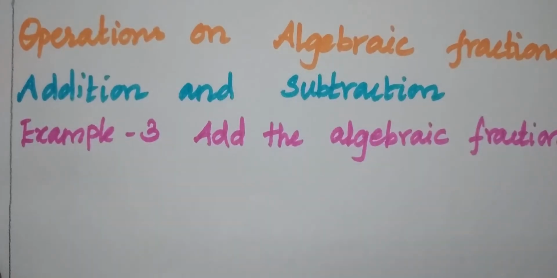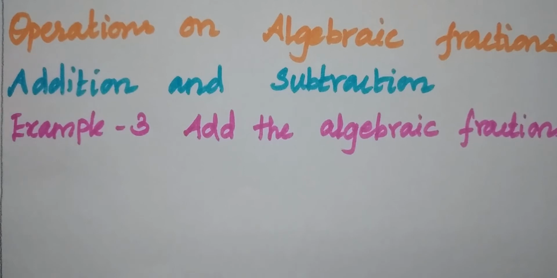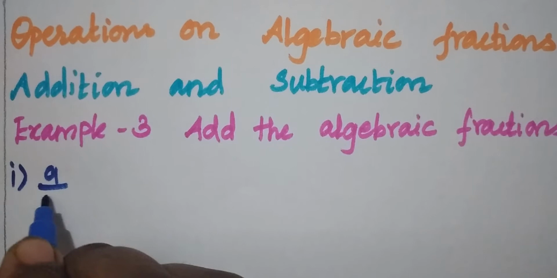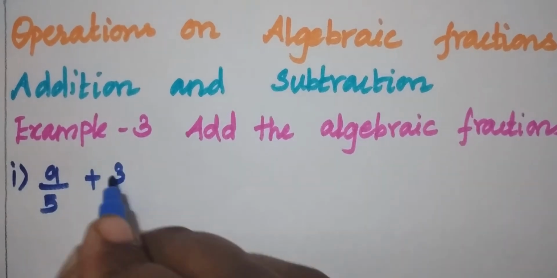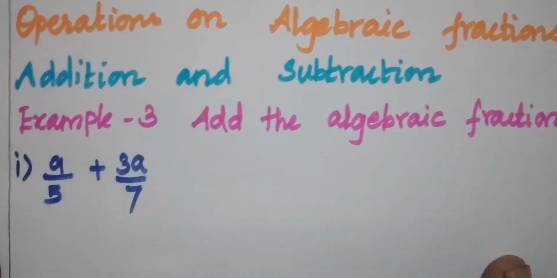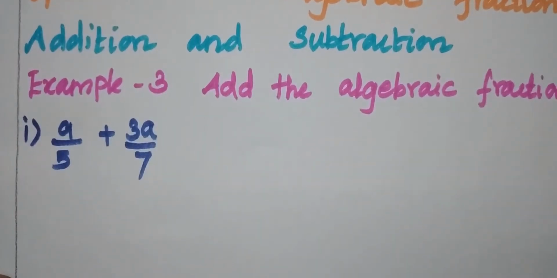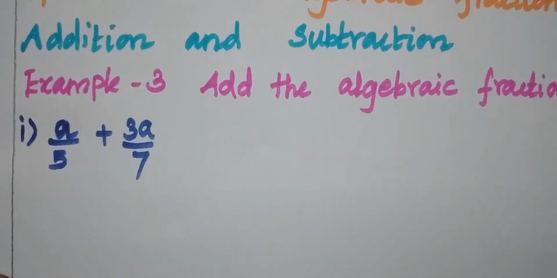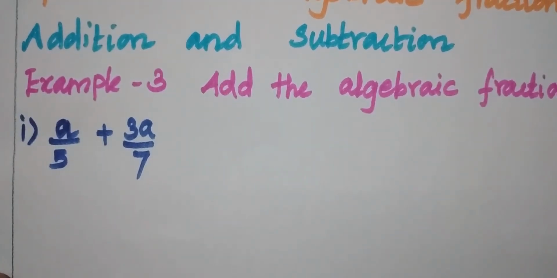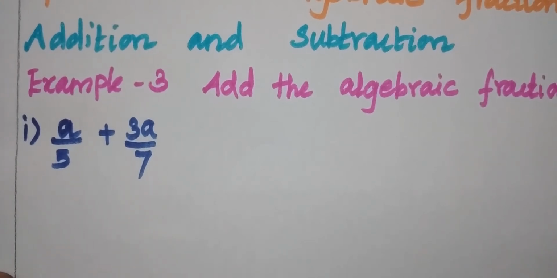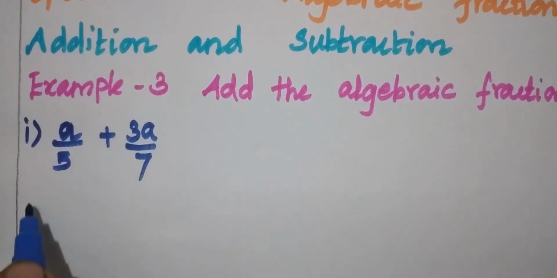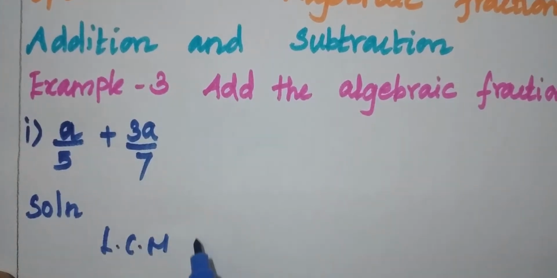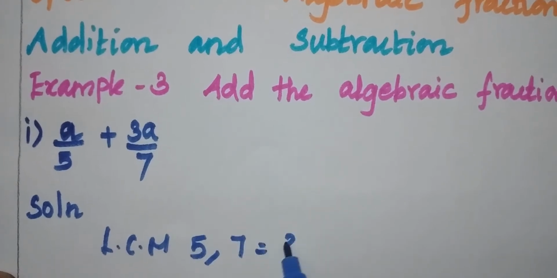Let us solve the examples. Example 3, add the algebraic fractions. The first one is a by 5 plus 3a by 7. In the fraction, what will you do if the denominators are different? Yes, we have to take the LCM. What's the LCM of 5 and 7? Yes, very good. LCM of 5 and 7 is 35.